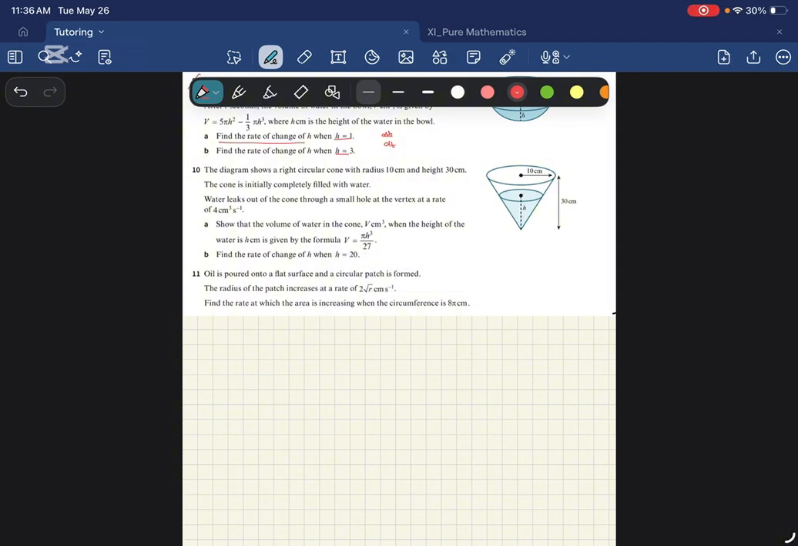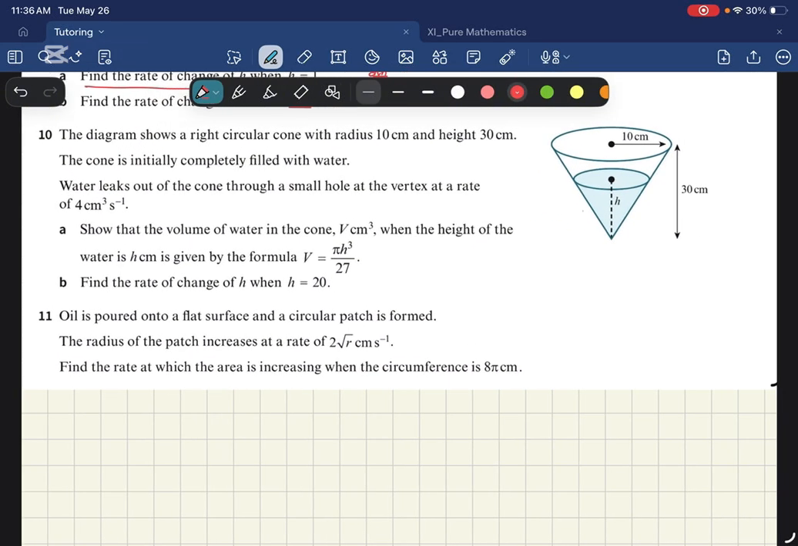Question 10. The diagram shows a right circular cone. Okay, we are given the diagram. So the cone is initially completely filled with water. Water leaks out the cone through a small hole at the vertex. So there's a hole here at this rate. Now water leaks, your volume is decreasing. dV by dt is going to be negative, because water leaks means your volume is going to decrease. The level of water is going to decrease. This is going to be negative 4 centimeter cubed per second. So I'm just going to use negative 4 and we'll figure out the units at the end.